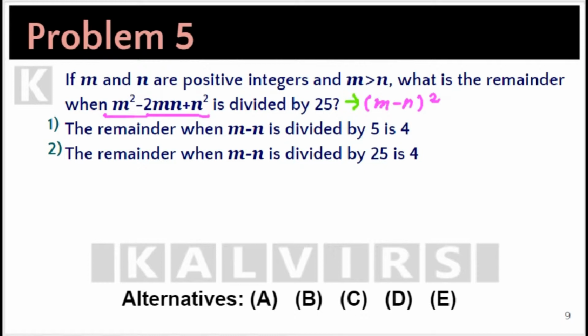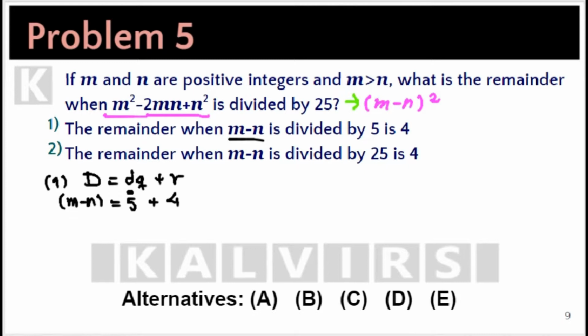So from statement 1 alone, the remainder when m minus n is divided by 5 is 4. We can use the division formula. Dividend equals divisor times quotient plus the remainder. The dividend is m minus n. Now, the divisor is 5. Now, 5 times a quotient is a multiple of 5, plus the remainder, that is 4.